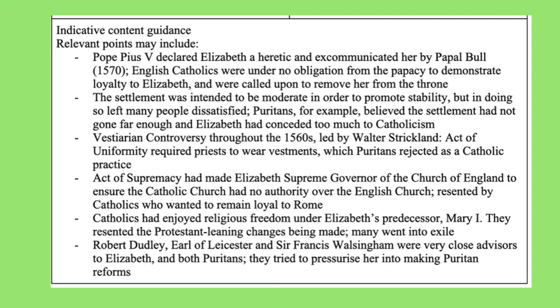So an example is you could make the point that Elizabeth faced great opposition from English Catholics. Your evidence could be the excommunication in 1570, which was one of our stimulus points. And then you could explain that this meant that English Catholics were under no obligation from the papacy to demonstrate loyalty to Elizabeth and were even called upon to remove her from the throne. So you can see that's a really nicely developed point, and it's brought back to the question, so it reinforces the argument that you would have made at the beginning.